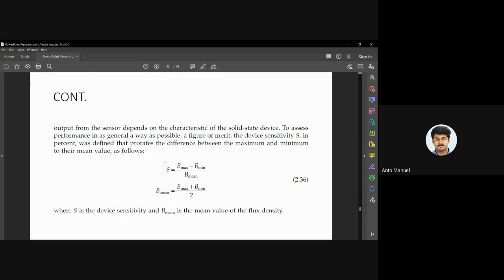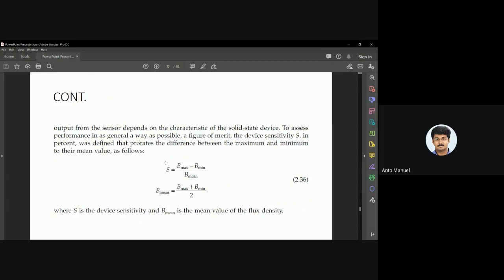And S we can denote here as S is equal to the magnetic flux density maximum minus magnetic flux density minimum divided by the mean value of the magnetic flux. And B mean, obviously we can say here, is B max plus B minimum divided by 2.